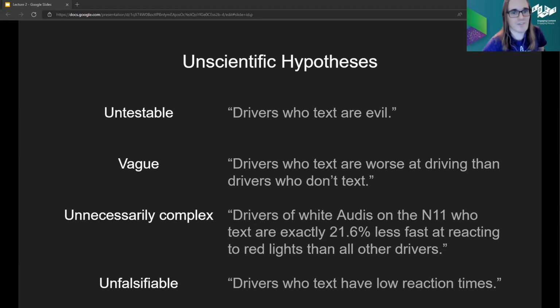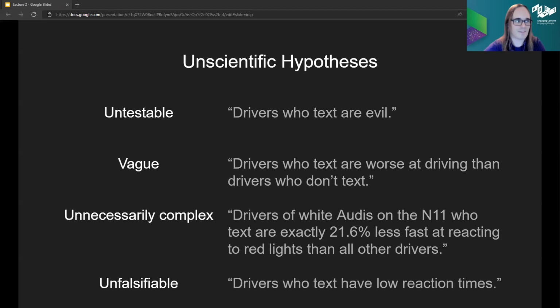It must specify some variable that is possible to measure. My first crack at a hypothesis here isn't very good because I can't test the statement "drivers who text are evil", because I don't have any good way of measuring evilness. This variable doesn't really lend itself to a scientific study or to a scientific hypothesis. Next, a scientific hypothesis must be specific.